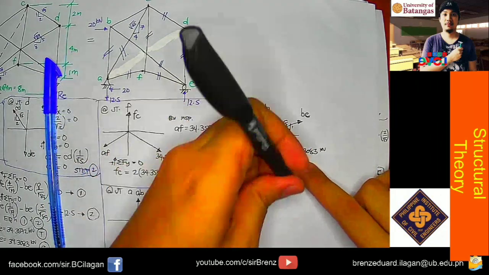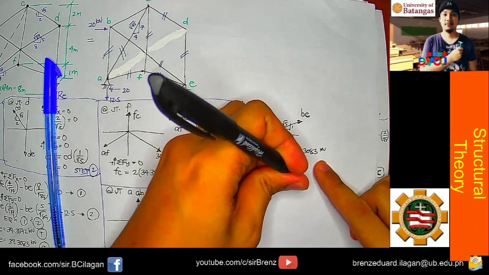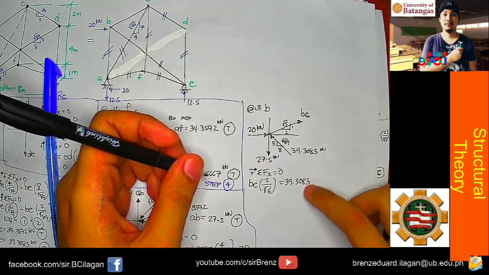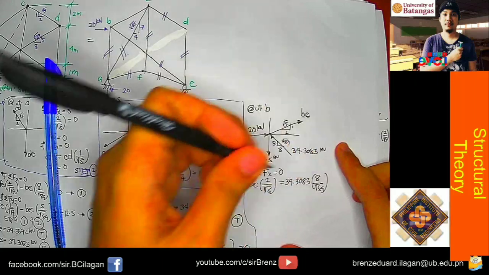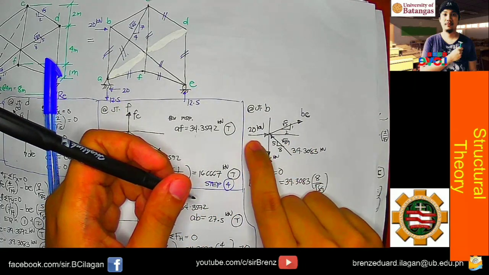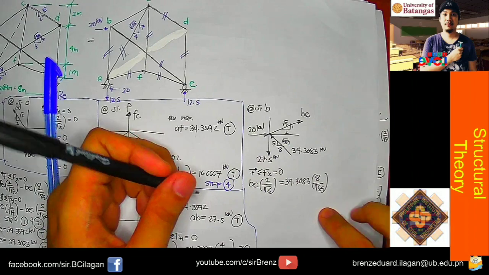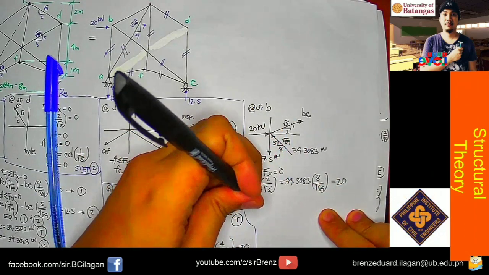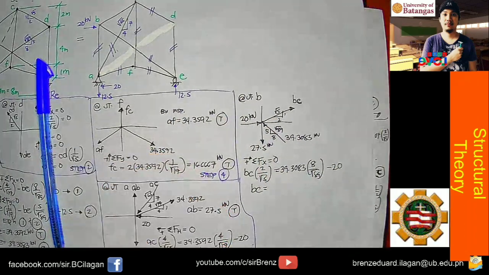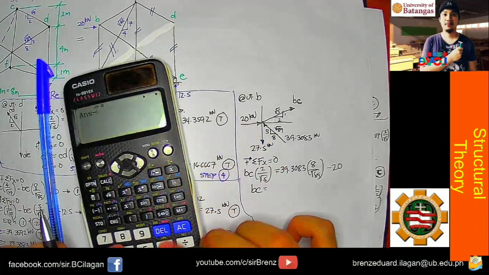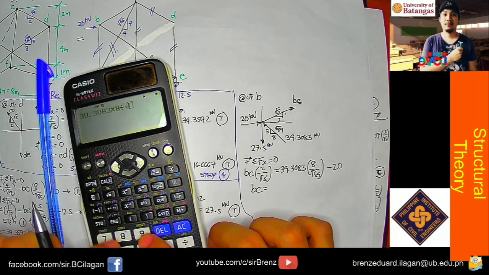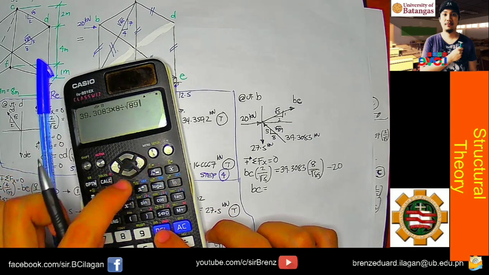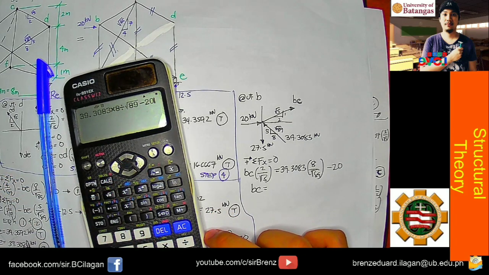So equals to 39.3083. Transpose ko na, kaya naging positive, times 8 over square root ng 89. And then since ito, papunta rin sa kanan, nilipat ko sa kabila, so minus 20. So the answer for BC is equals to 39.3083 times 8 divided by square root of 89, so minus 20.